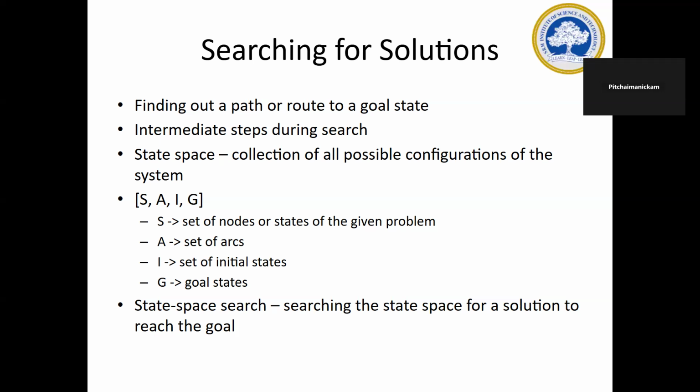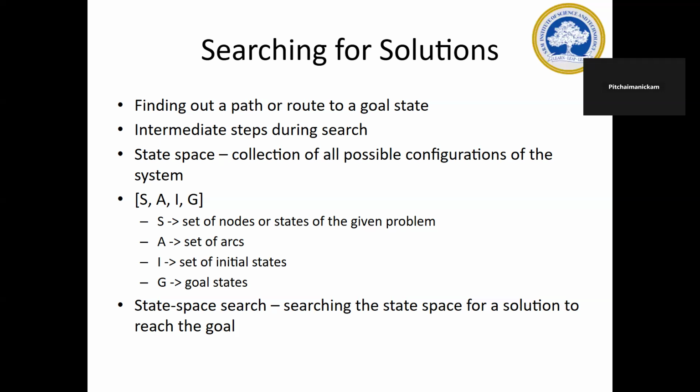The state space can be represented in terms of the collection of all possible configurations of the system. All configurations of the system should be represented in terms of S, A, I, G. Here S indicates the set of nodes or the states of the given problem, and A is the set of arcs. So what is the use of the arc, and how should it be utilized for this problem? And I is the set of initial states, and G is the goal state.